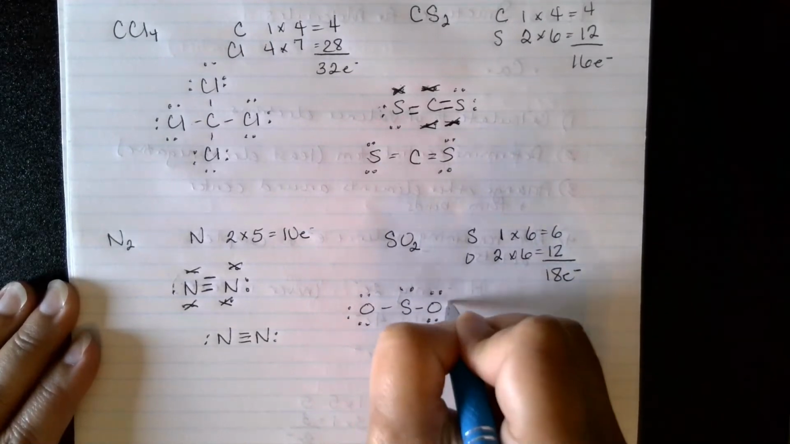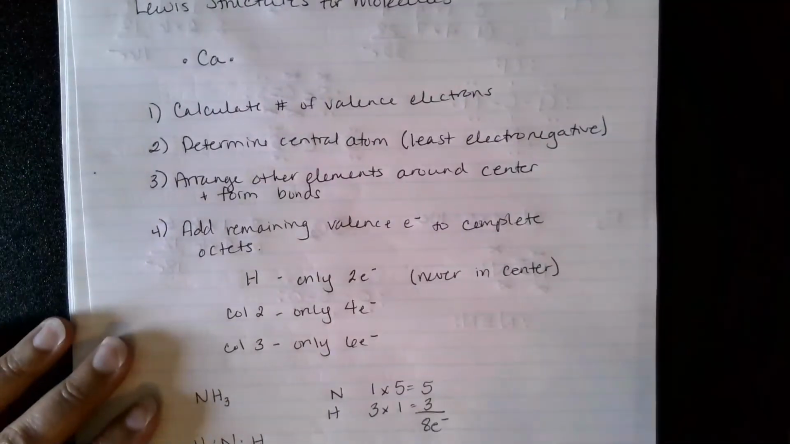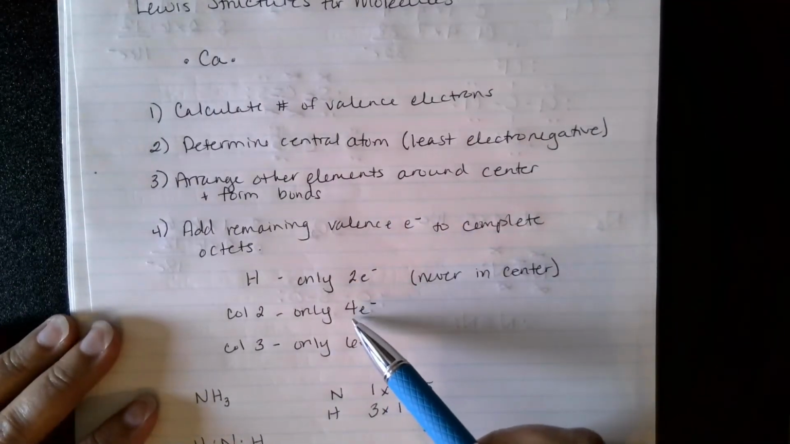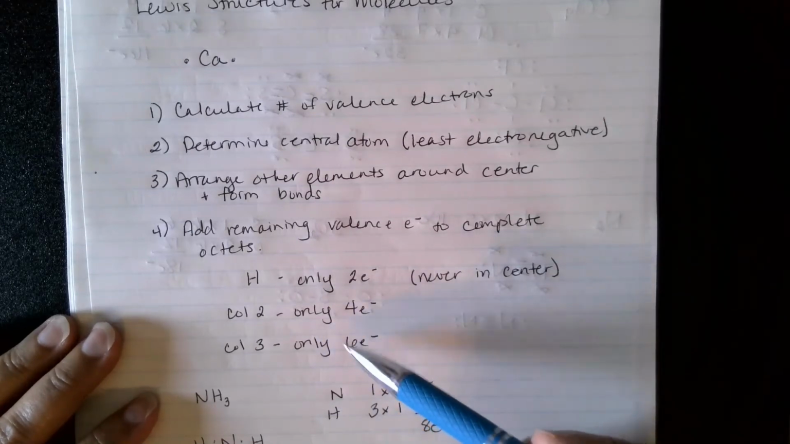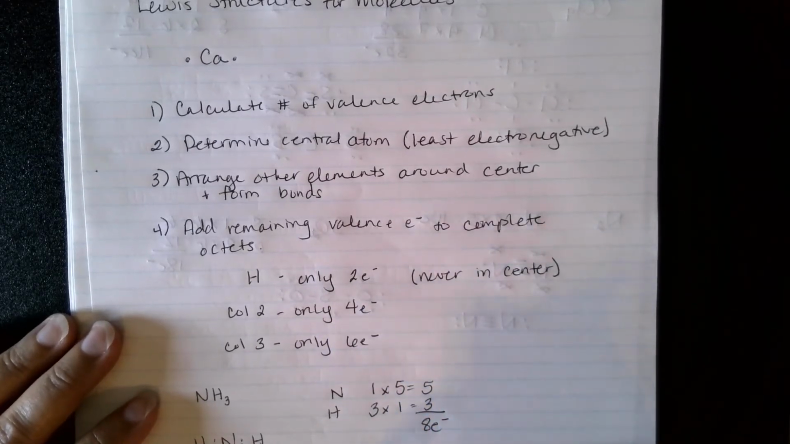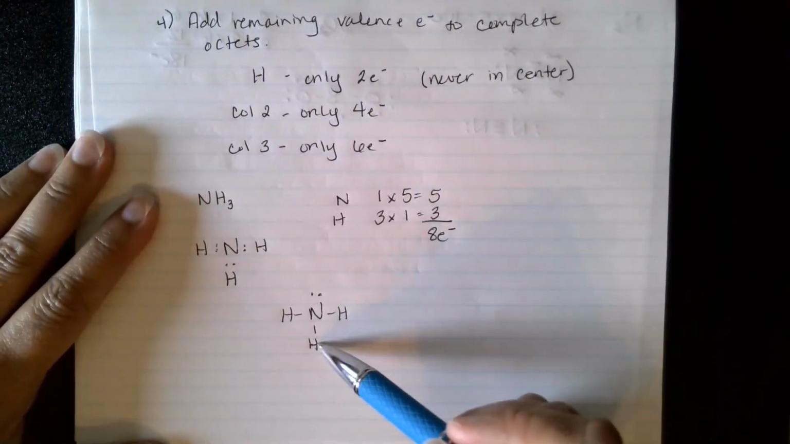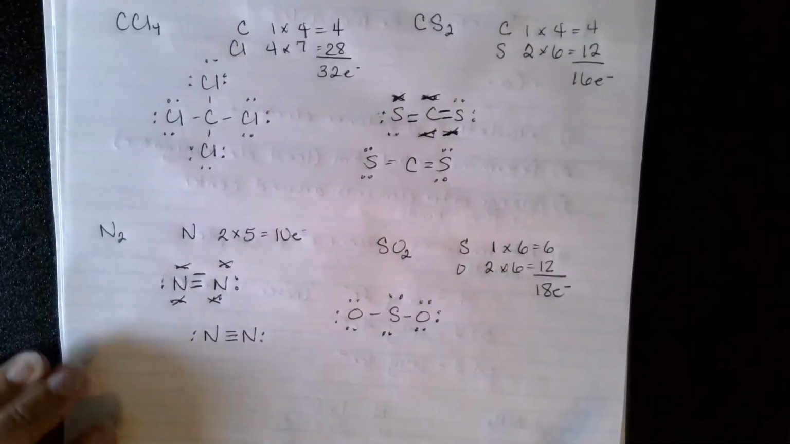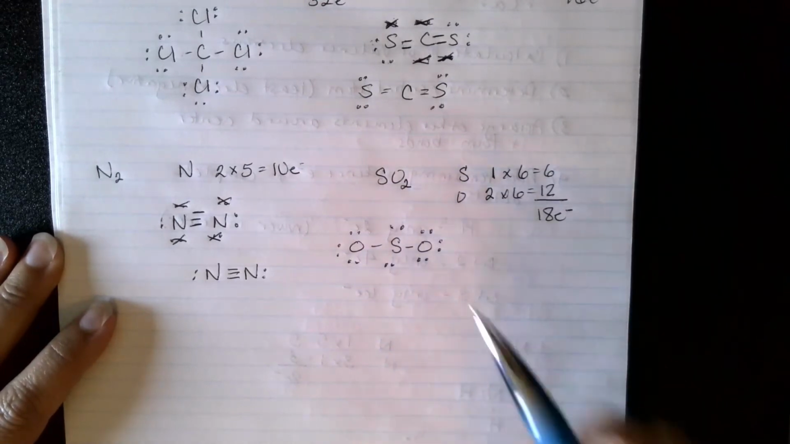So far we haven't had any that wouldn't get the octet, but keep in mind if you had something that was from column 2 like beryllium or magnesium, or column 3, or any ones with H, like here I didn't give H an octet here. Alright, so 2, 4, 6, 8, 10, 12, 14, 16, 18, 20.